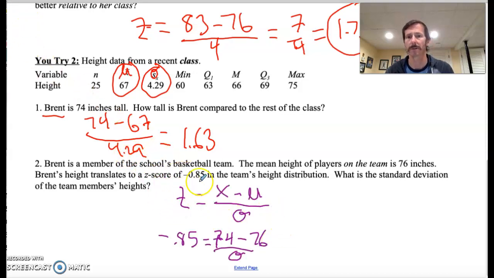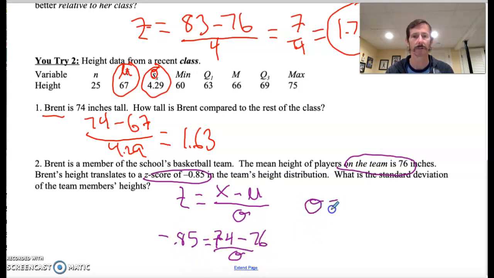Please unpause it. This is our formula. This time I gave you his z-score for this new distribution, so that goes right in place of z. This is the new mean of a different distribution. This is this basketball team, not his class. So the basketball team is taller on average than his class. That makes sense. So this 76 is the new mean for the distribution. His height is still 74. I'm still interested in Brent. He's still 74. So this is going to force you to solve backwards for sigma.